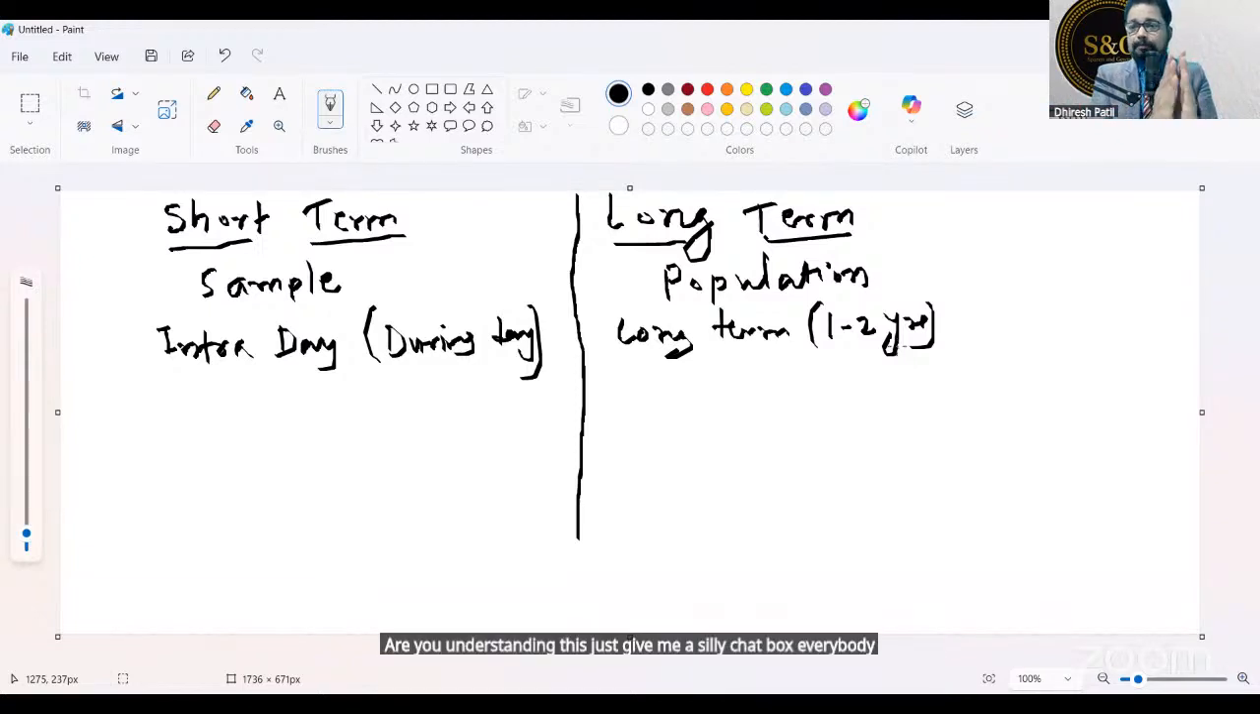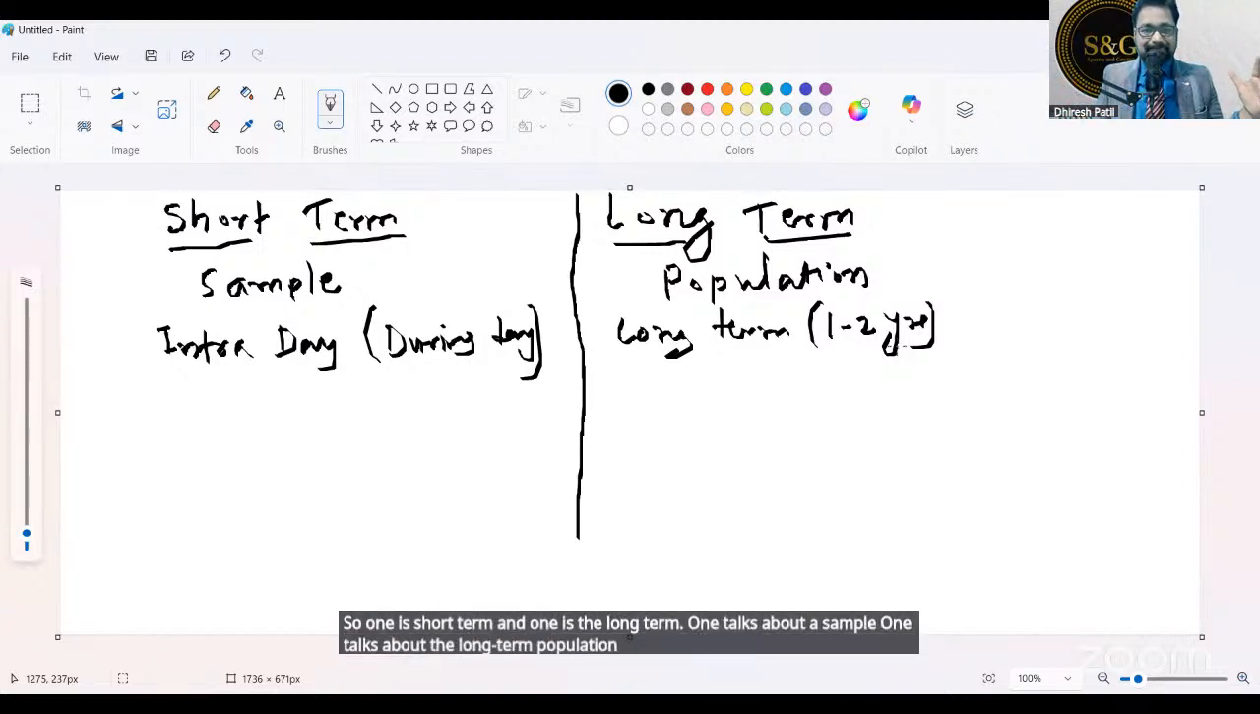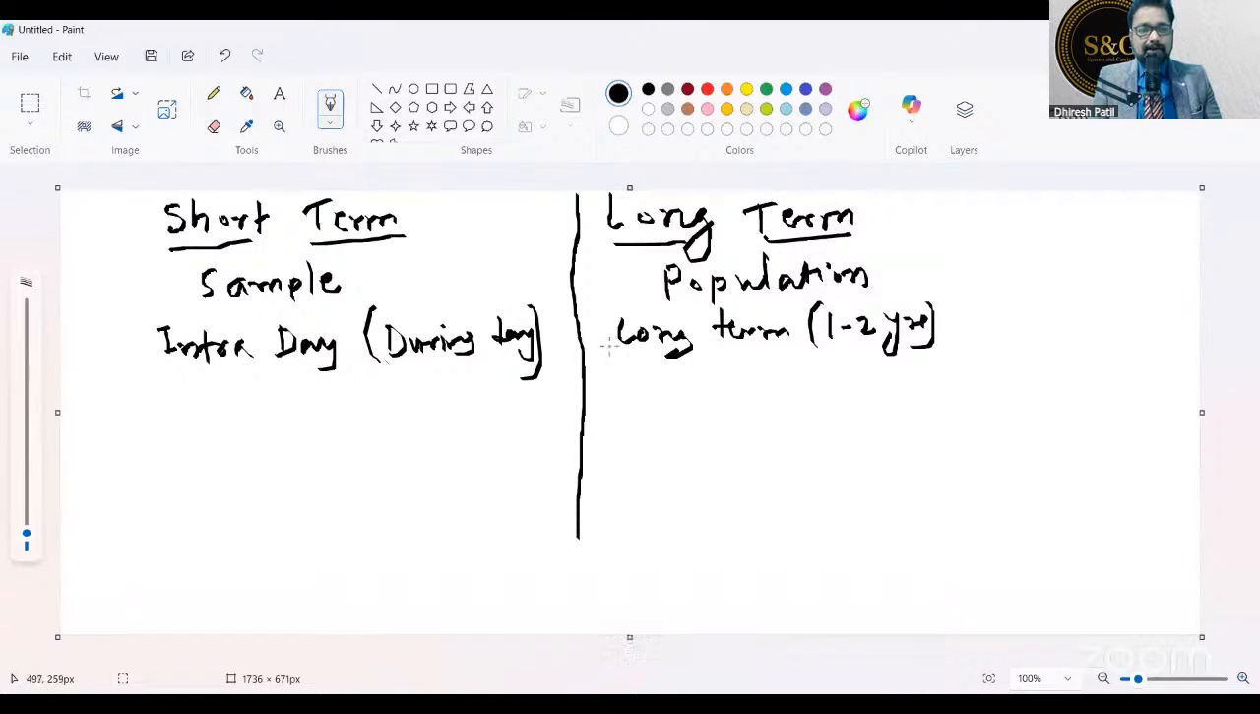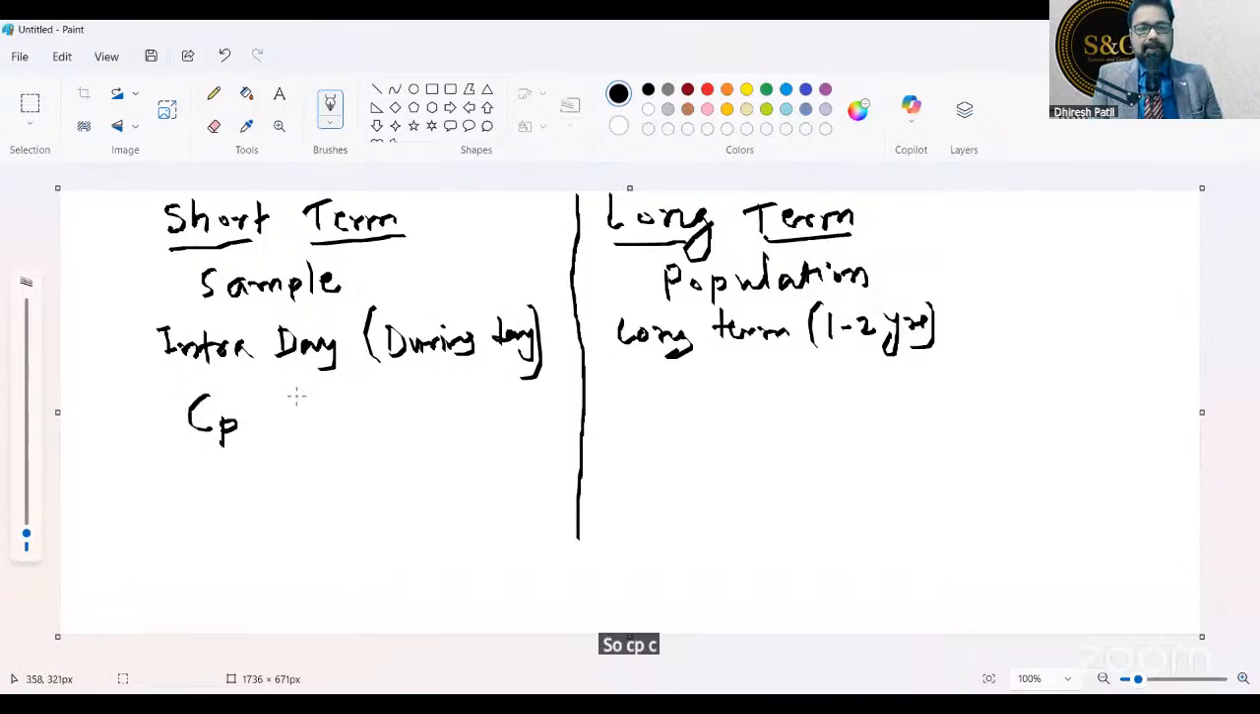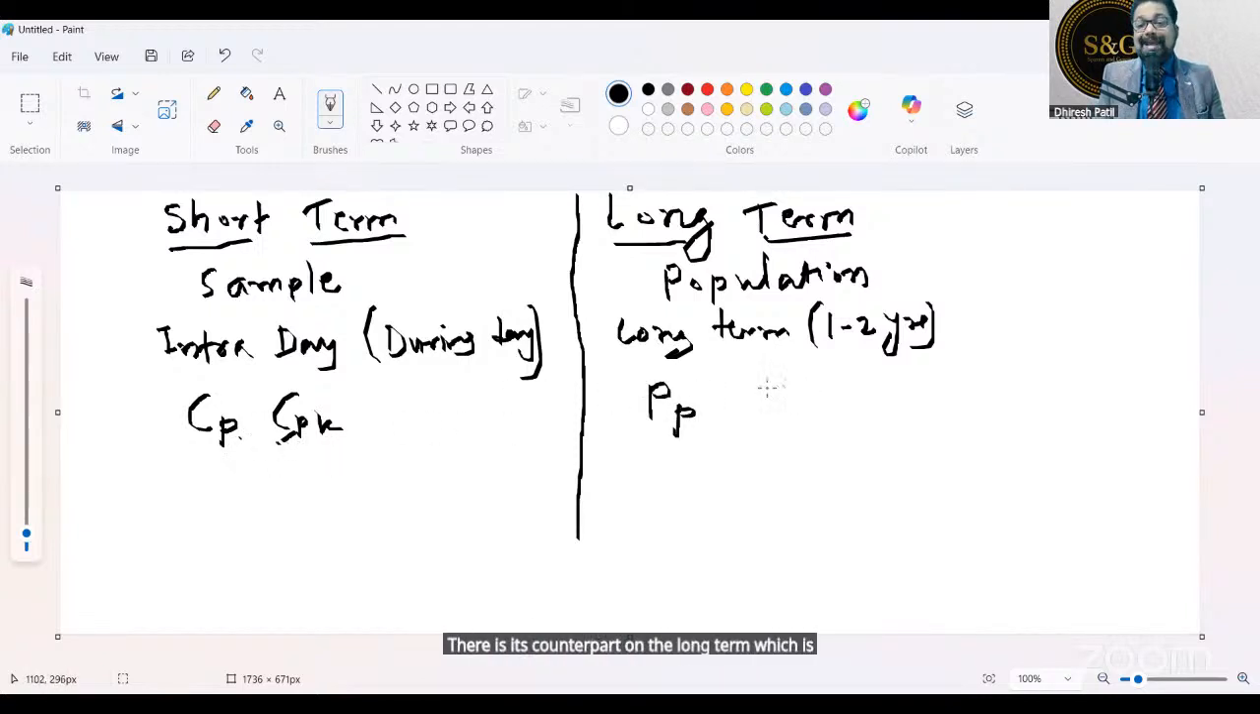So one is short term and one is the long term. One talks about a sample, one talks about the long term population. Are you understanding? So CP and CPK is short term process capability index. On the other side, there is its counterpart on the long term, which is called PP and PPK. Make a note of this.